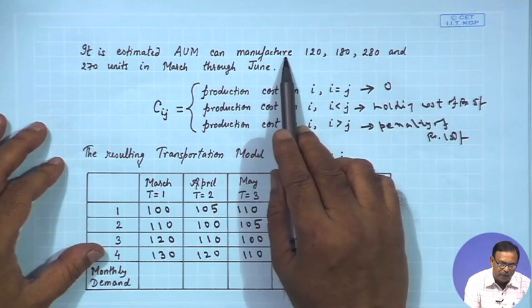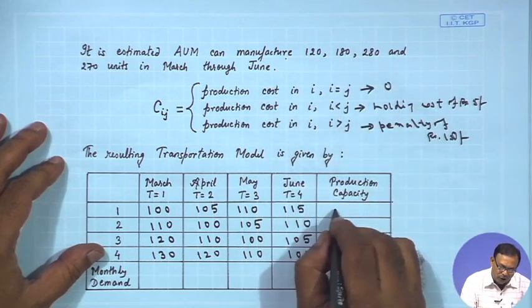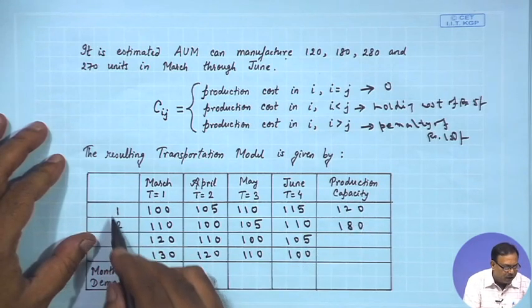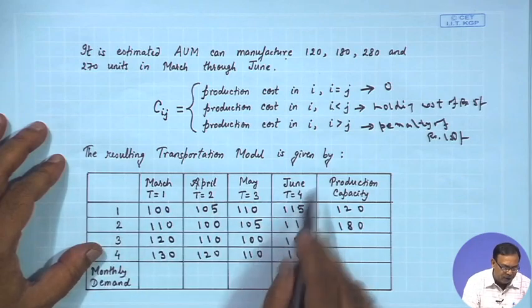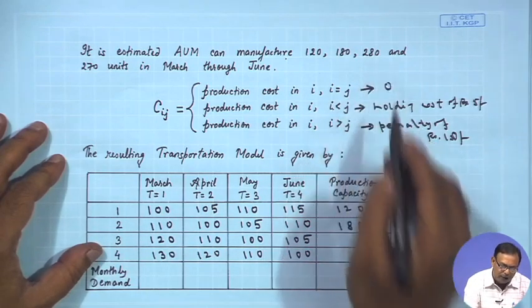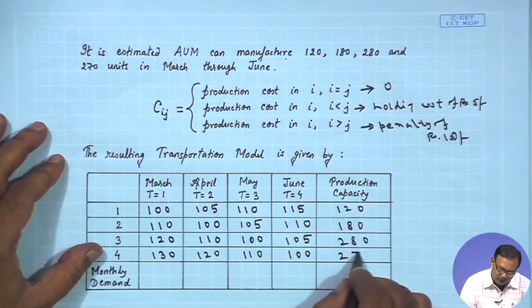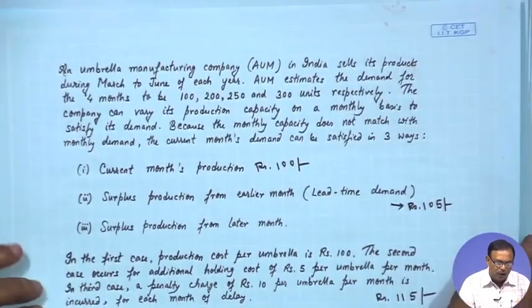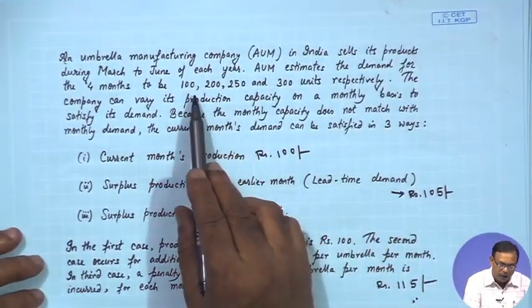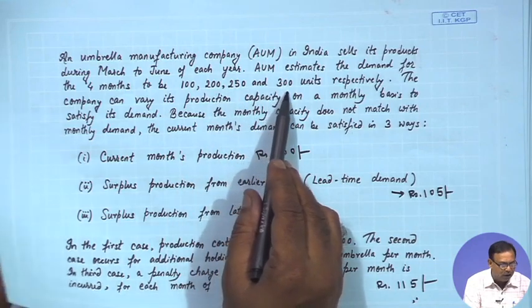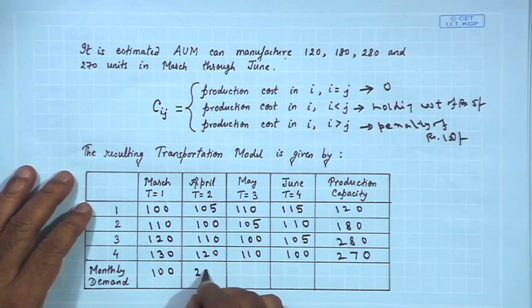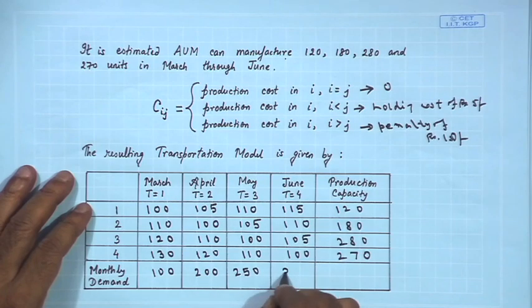Like this way, here the production capacity has been told: it is estimated that we can manufacture this many quantities. So this will be 120, 180, 280 and 270, because this represents the months of the year. Whereas the monthly demand you can obtain here. We have already told what the monthly demand is. Monthly demand is 100, 200, 250 and 300.